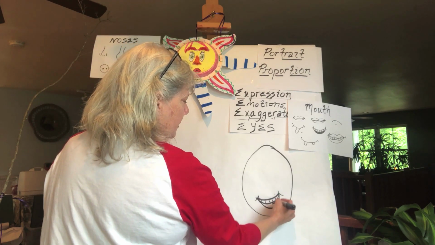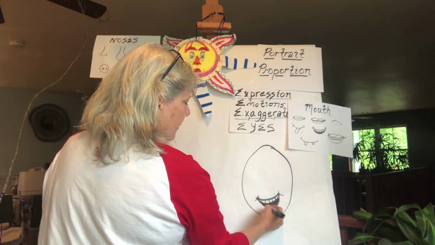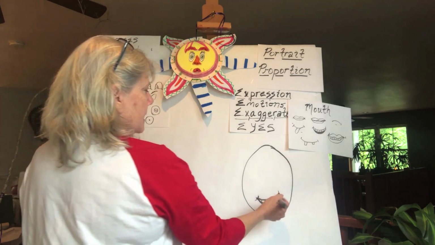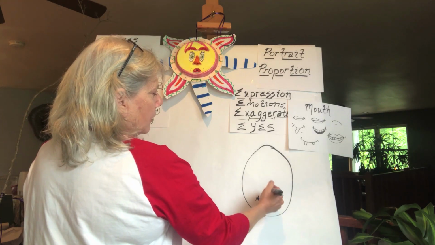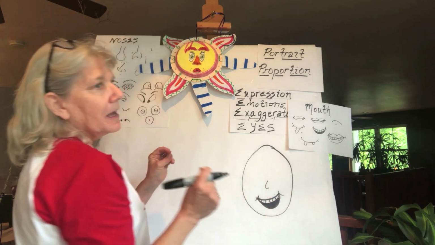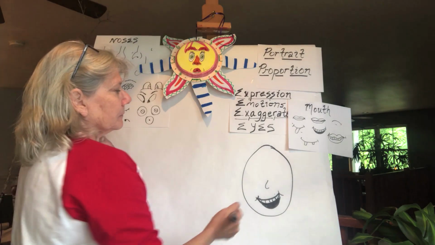And I'm not really showing the lips in this. A big old happy mouth. And let's see, I'll take a nose. Since I made the mouth kind of large, I think I'll make the nose small. So I'm exaggerating by making the features opposite of what they would be.